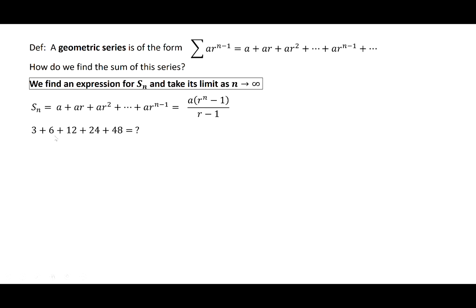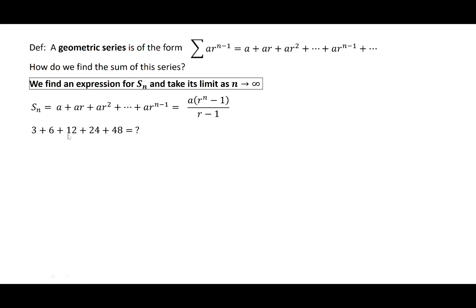Let me repeat that. Second term over the first term, 6 over 3 is 2. Now, take the 2 and multiply the second term, 6. Do you get 12? Yep, we do. Multiply 12 by that same 2, you get the next term, 24. 24 times 2 is 48. So that tells you that this must be a geometric series. Right? Now, what is n? How many terms do we have? 1, 2, 3, 4, 5. n is 5 in this case.